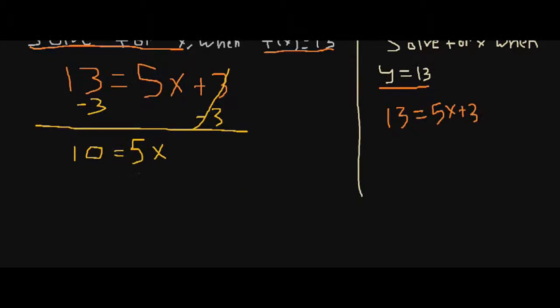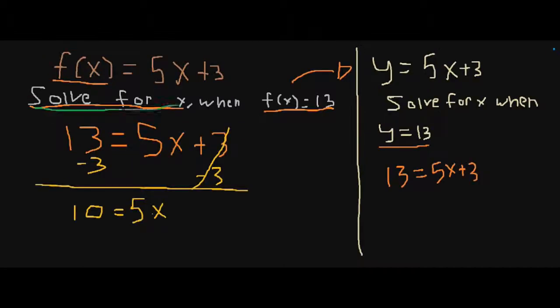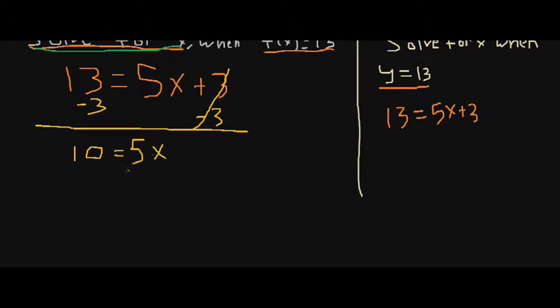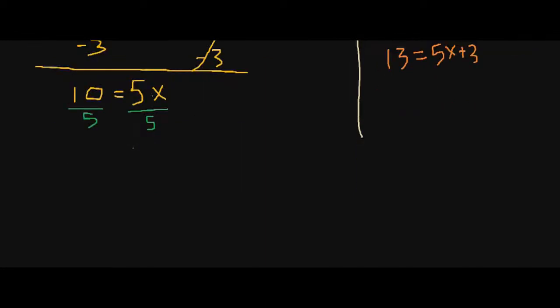Okay, now we have 5 times x, 10 equals 5 times x. We want to get x by itself. Remember, the problem asked us to solve for x. So what we want to do now is we just want to divide, because we want to undo this multiplication. So we divide by 5. And if we do something onto one side, we have to do it to the other. Okay, 5 divided by 5 is 1. So that's just 1. And so we're just going to be left with x. 10 divided by 5 is 2. There we go. So now that we've solved for x equals 2.